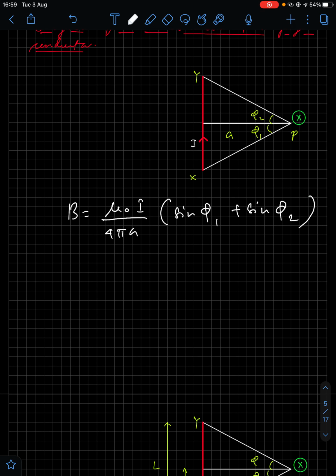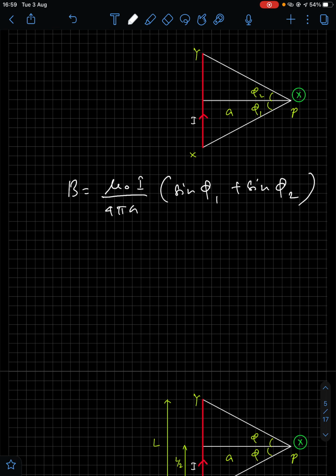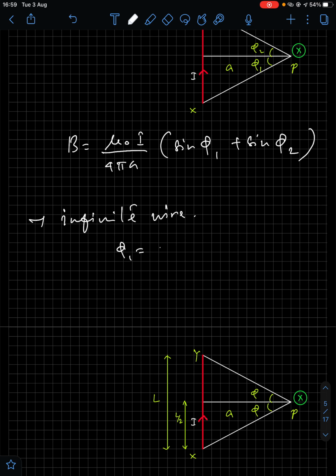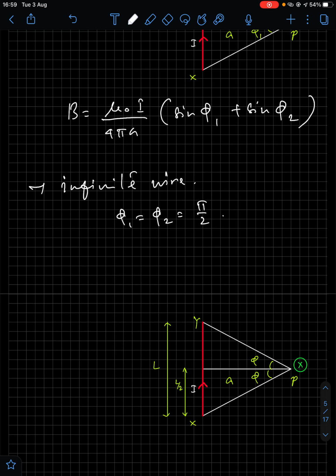If the conductor is of infinite length, you can imagine that X is at infinity. Then this phi 1 angle will increase, and phi 2 angle will also increase, in such a manner that they become very close to 90 degrees. So in case of a wire carrying current which is of infinite length, phi 1 equals phi 2 equals pi by 2.